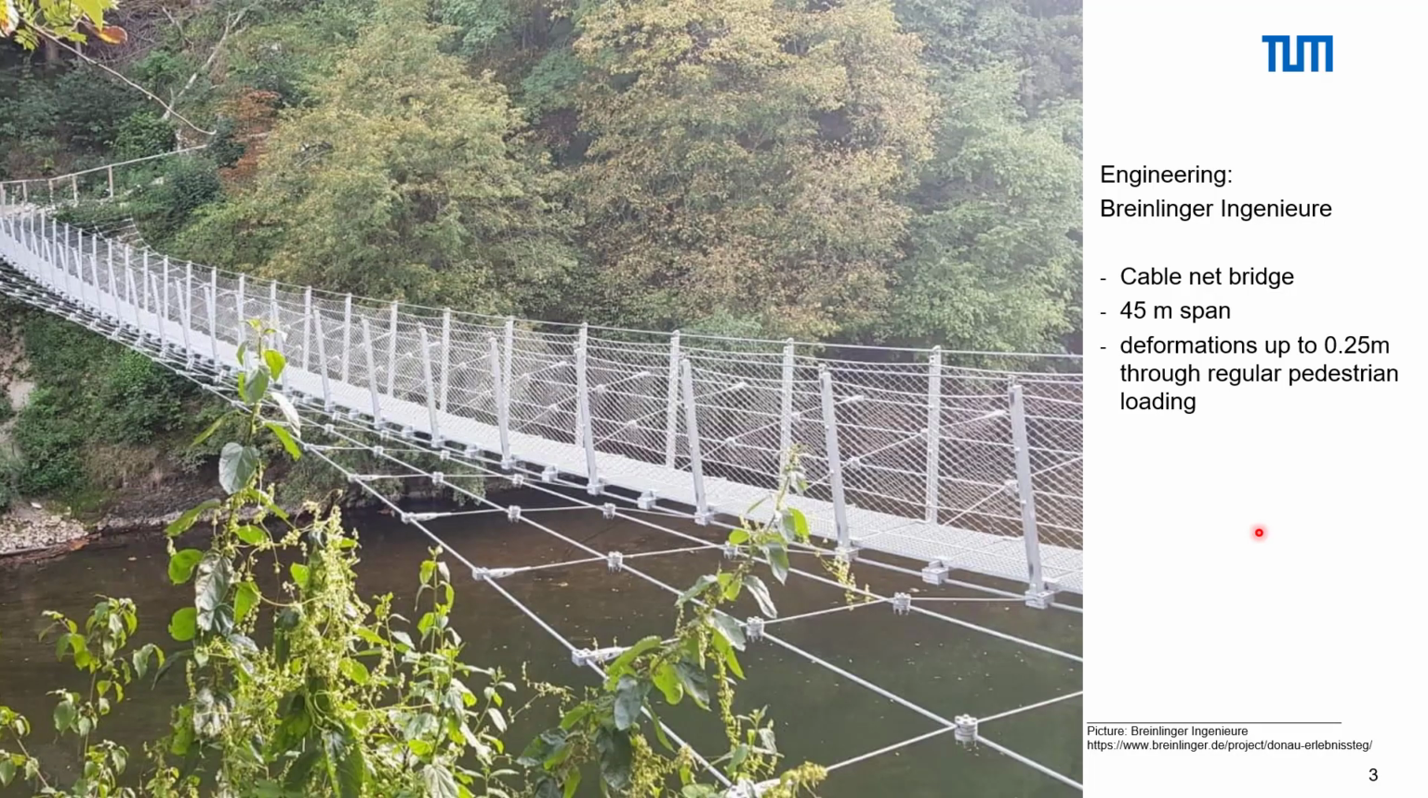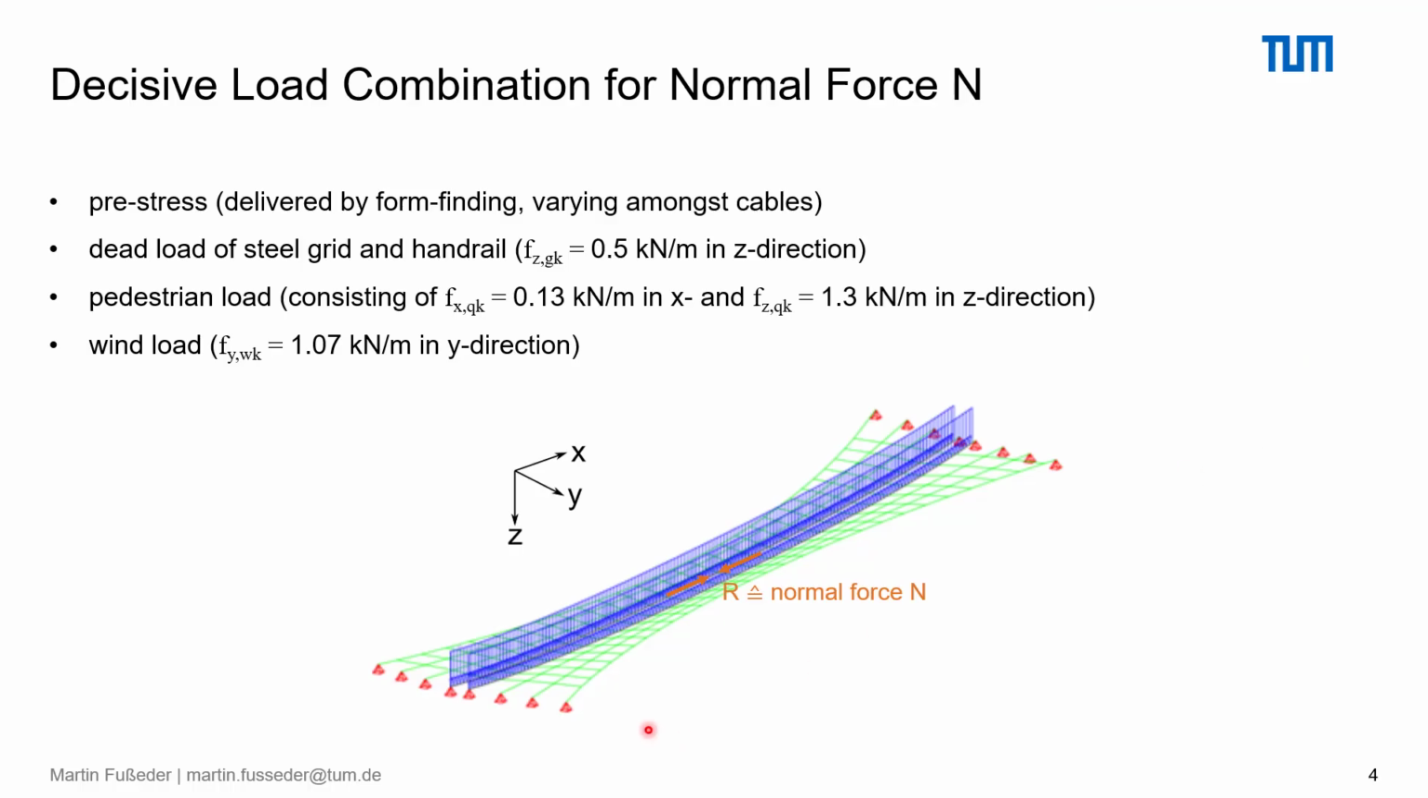Let's continue with the application of the method. In the following, we will use sensitivity analysis to investigate this cable net bridge, which is very flexible. You can see it here. We have already 25 centimeters of vertical deflection due to regular pedestrian loading. In detail, we will use the normal force N here in the main bearing cable as a response for sensitivity analysis. During sensitivity analysis, the bridge is subjected to this load combination here. So we have pre-stress, dead load, pedestrian load, and wind load. You can see it here in the indices.